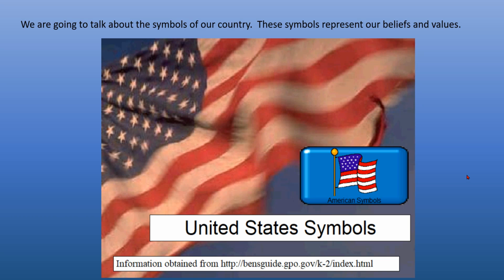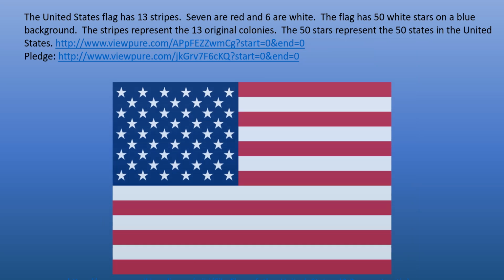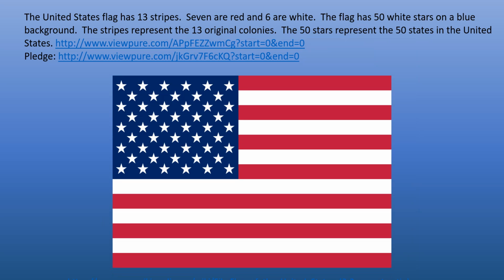We're going to talk about the symbols of our country. These symbols represent our beliefs and values. Of course, the United States flag is a symbol. It has 13 stripes. 7 are red and 6 are white. The flag has 50 white stars on a blue background. The stripes represent the 13 original colonies. The 50 stars represent the 50 states in the United States.